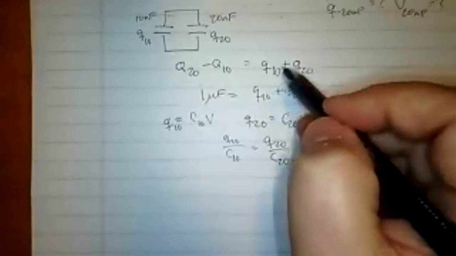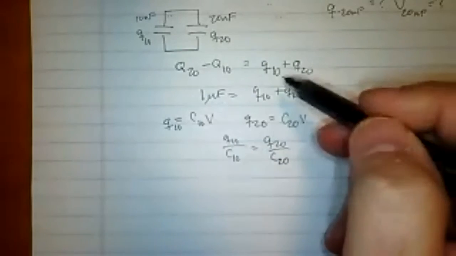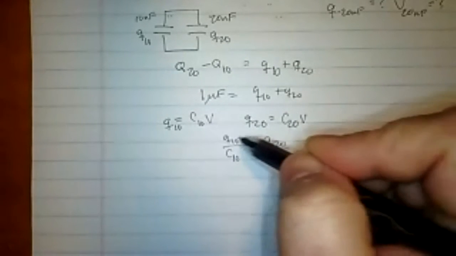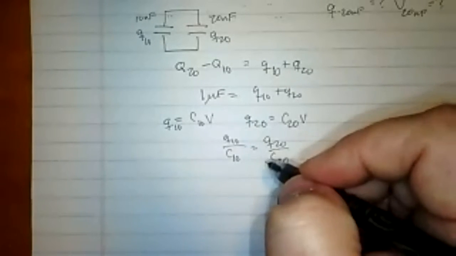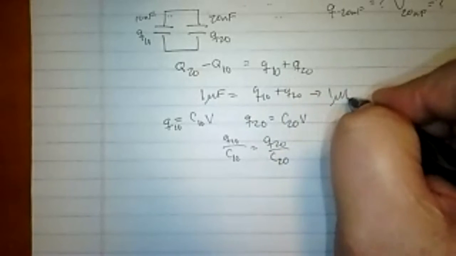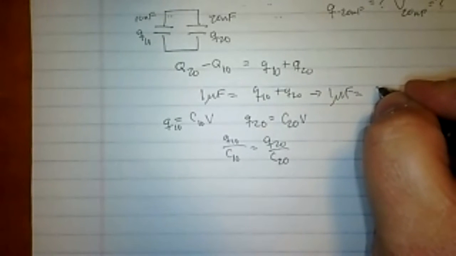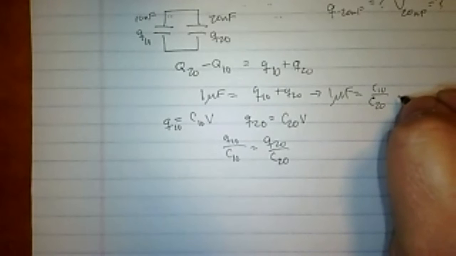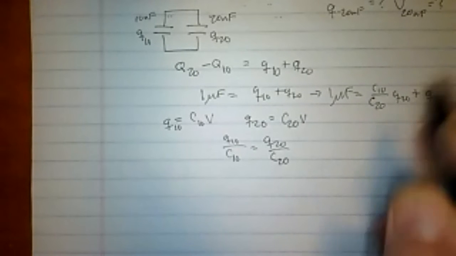So now I've got two unknowns. Actually, I had three. The new voltage was another one, but I have three equations. What I just did was eliminate the voltage as an unknown by setting these equal to each other. So now I have two equations and two unknowns, and all I have to do to get one is substitute what I know. So I'm going to say now that 1 microcoulomb is equal to Q10, which is C10 over C20 times Q20, and then plus Q20. See what I did?